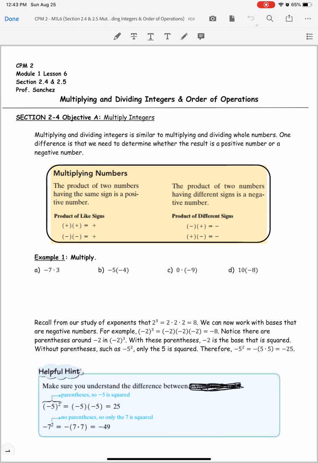This is Module 1, Lesson 6. We are going over two sections, which is 2.4 and 2.5. We're going to be multiplying and dividing integers and then using those with order of operations.